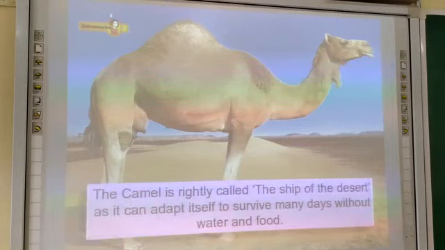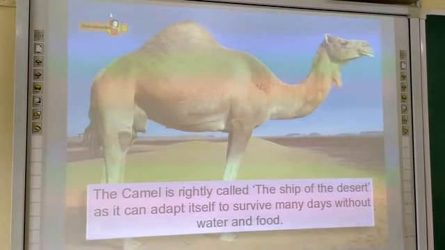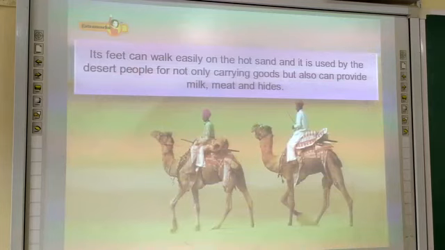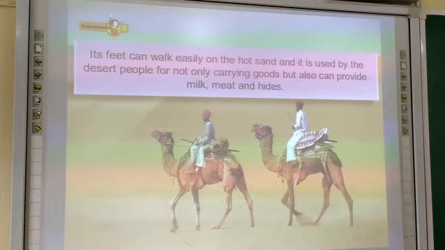Do you know, the camel is rightly called the ship of the desert, as it can adapt itself to survive many days without water and food. Its feet can walk easily on the hot sand, and it is used by the desert people for not only carrying goods but also can provide milk, meat and pipes.